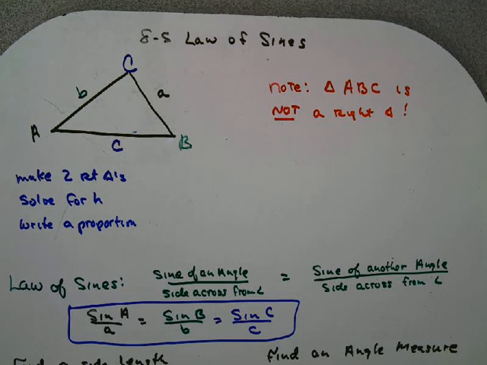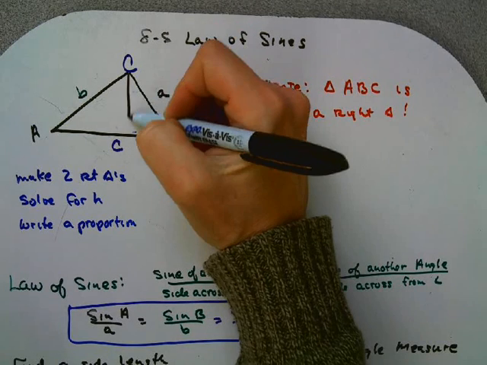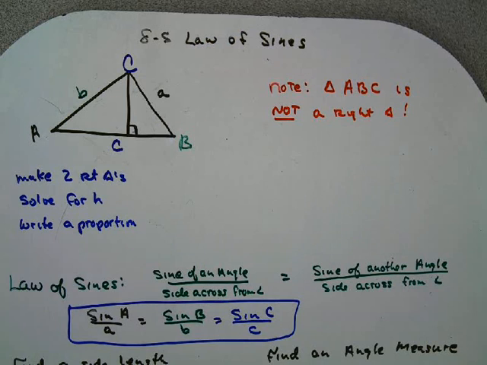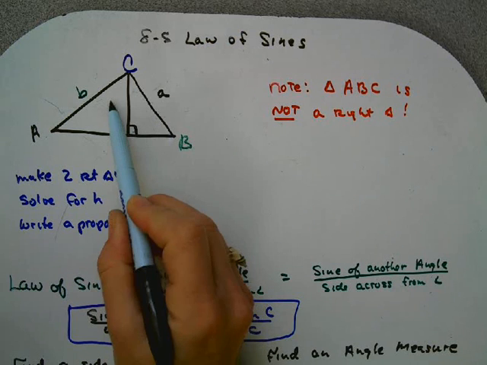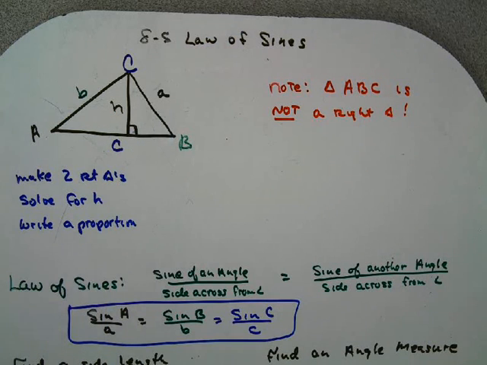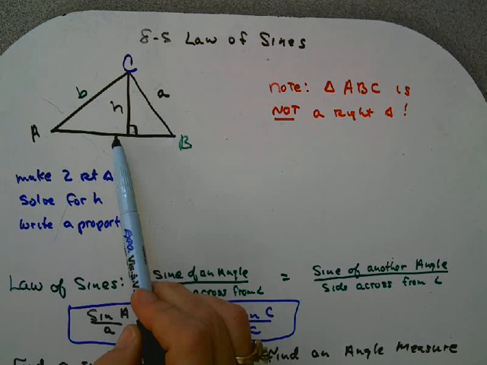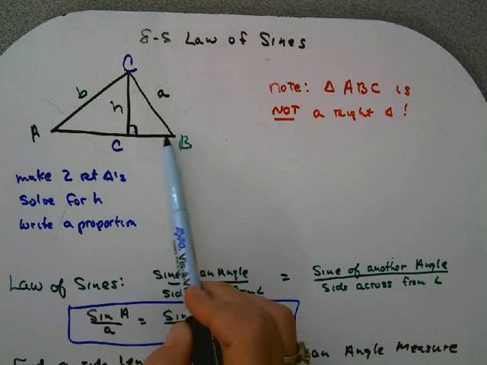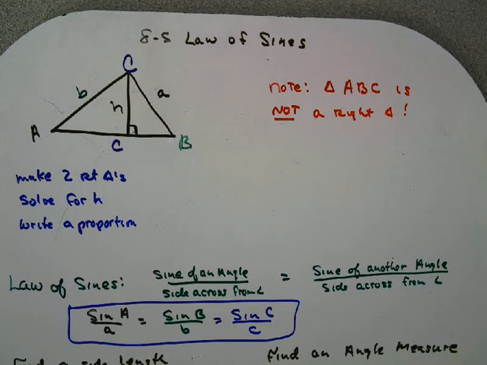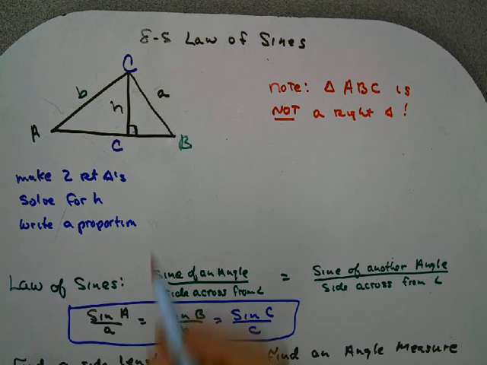We'll make a couple right triangles. We can just drop an altitude right there, and we'll label it H. So now I've got two right triangles, one here and one on this side, okay? So let's find the sine of each right triangle.